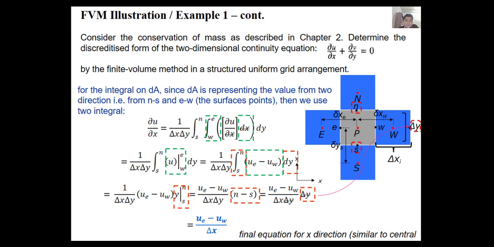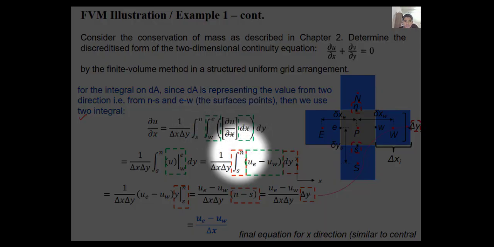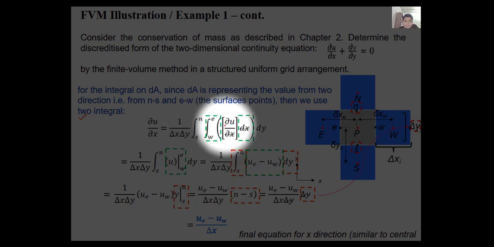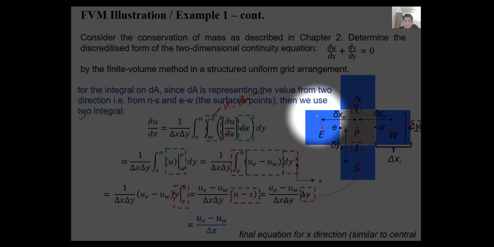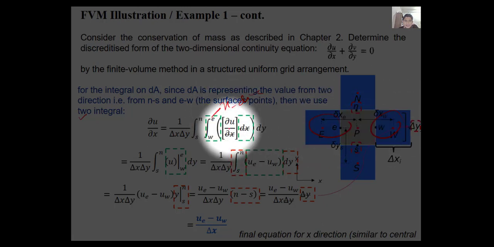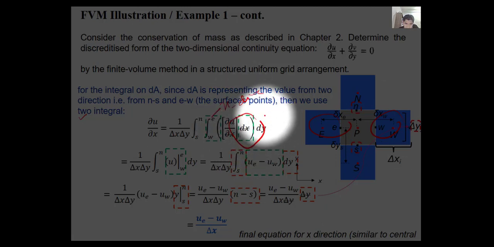The blue font here is the same as the previous slide, but you can see here I made it in a green box and a red box. Green and red represent two different integrations, because we have two integrations. So for example, in this one, I integrate with east and west first. East and west is on the x direction, right? So for the east and west direction, definitely we have to link with this one, dx.